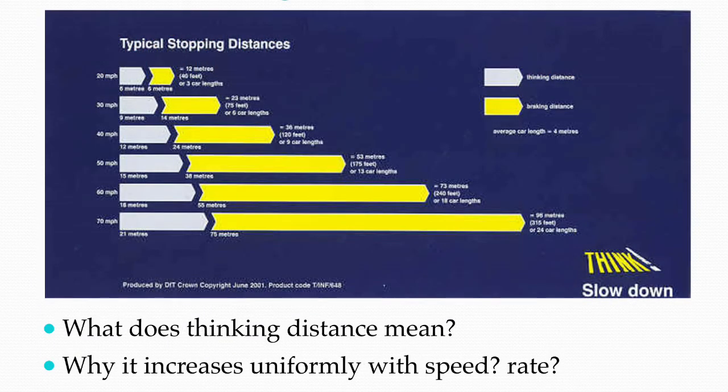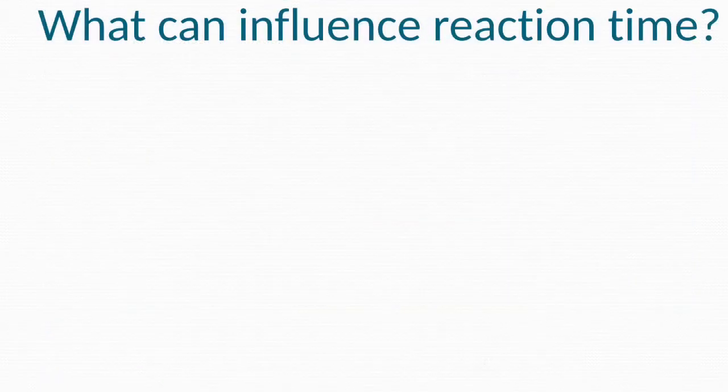Looking at the image again, you'll see that the thinking distance is proportional to the speed of the car. This makes sense as the reaction time is going to remain constant, and the equation speed equals distance over time means that as speed doubles, distance doubles. You're going to see some pictures of things that can affect reaction time. Try to guess what they're representing before the answers come up.